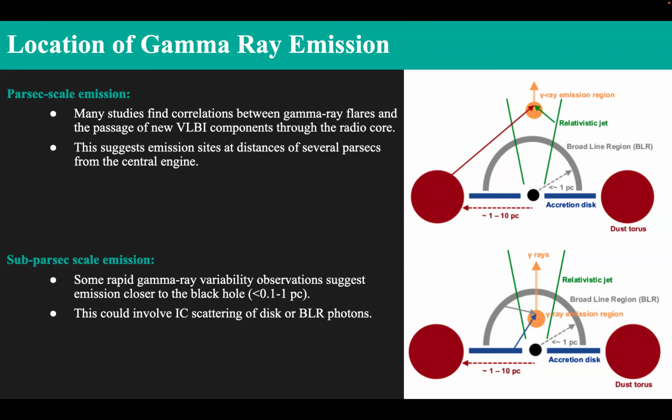The first one is the parsec scale emission, where the photons come from far away from the black hole inside the jet using the self-Compton radiation. And we have the sub-parsec scale, where the emission region is closer to the black hole, and the dominant photon field is from the inverse Compton, and the photons come from the BLR and the accretion disk.